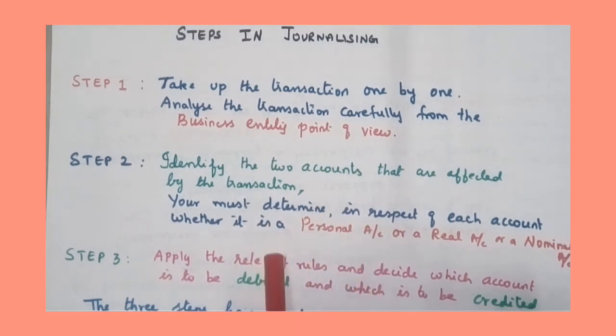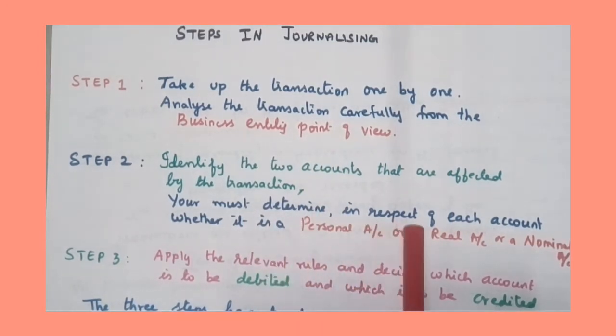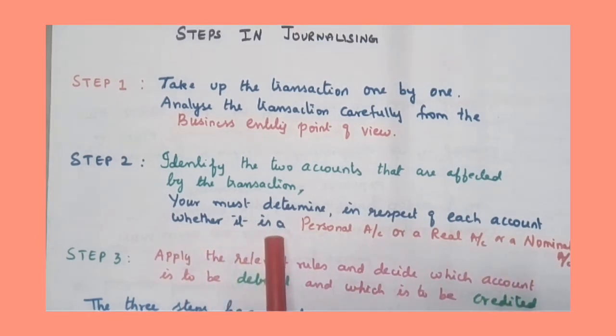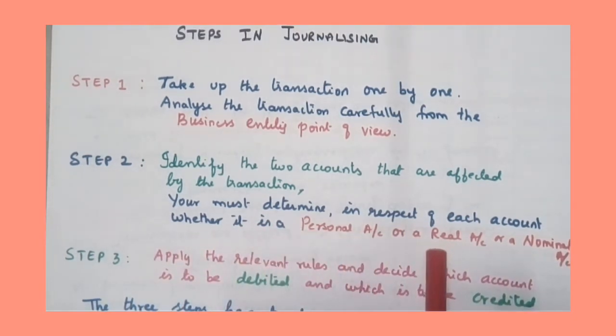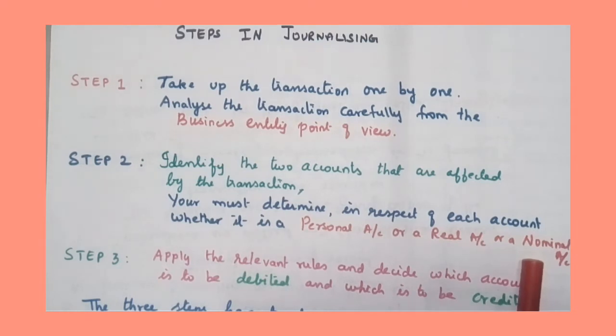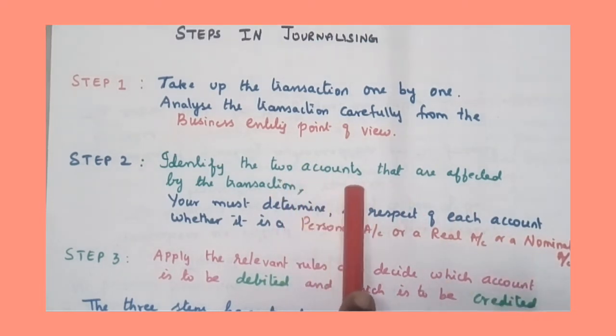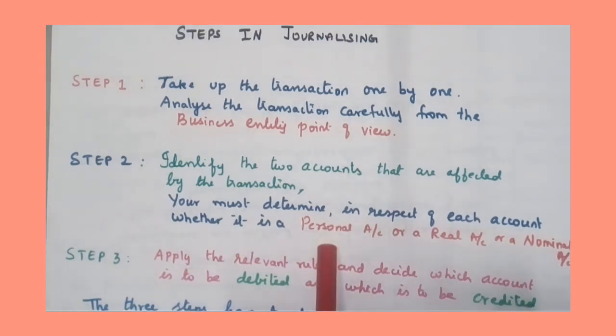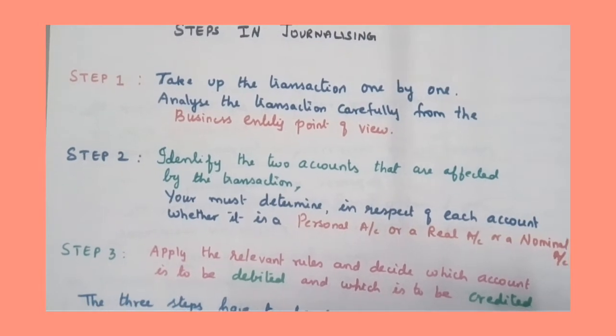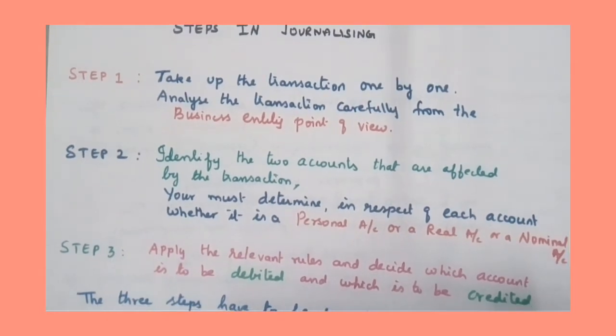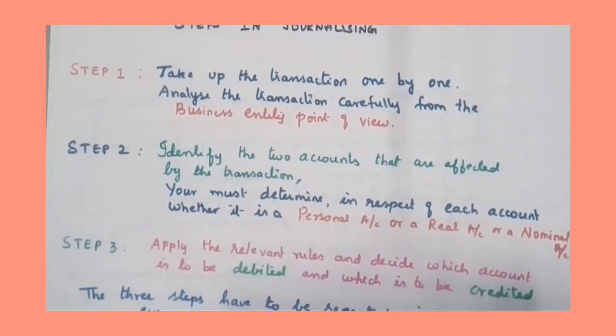And then you have to determine in respect of each account whether it is a personal account, real account or nominal account. Okay, அந்த ரெண்டு account என்னன்றதை கண்டுபிடிச்சதுக்கு அப்புறமா you have to identify whether it is a personal, real or nominal account, which we know already. We have read in the golden rules of debit and credit ல நம்ம அதை படிச்சிருக்கோம் ஏற்கனவே.